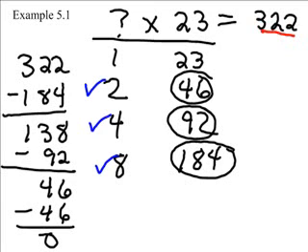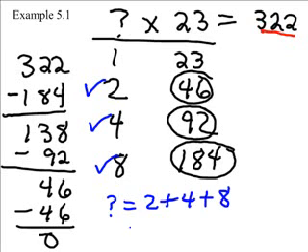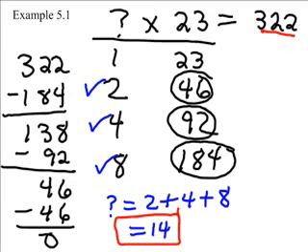And if I add these checked off numbers, I'm going to get what that question mark is equal to. So that question mark is equal to 2 plus 4 plus 8, which is equal to 14. So that's my quotient. 322 divided by 23 is equal to 14.